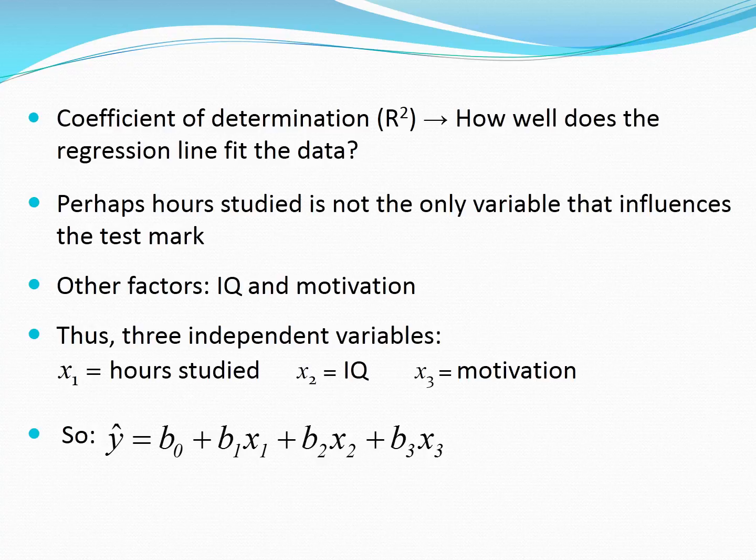So we can expand our simple linear regression model into a multiple regression model indicated by this regression equation. So Y hat will be your predicted value of the test mark if you substitute different values for X1, X2, and X3, where X1, X2, and X3 are your independent variables. B0 indicates your y-intercept, and B1, B2, and B3 will be your regression coefficients for the independent variables.